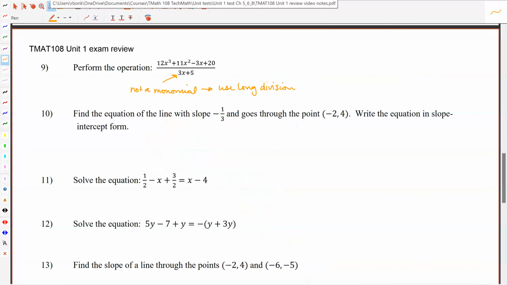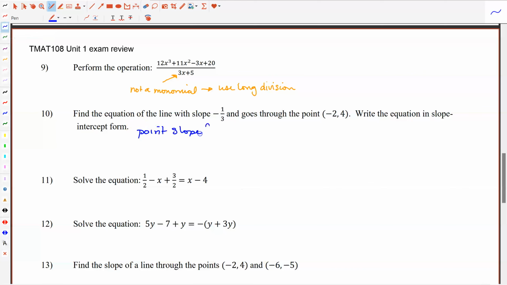Alright, so let's take a look at the next one. It says find the equation of the line with slope negative 1/3 and goes through the point negative 2, 4. Write the equation in slope-intercept form. In order to start this process, though, we're going to start using what's called point-slope form. So point-slope form is used when you have a point on the line and the slope of a line. And it looks like y minus y1 is equal to m parentheses x minus x1.